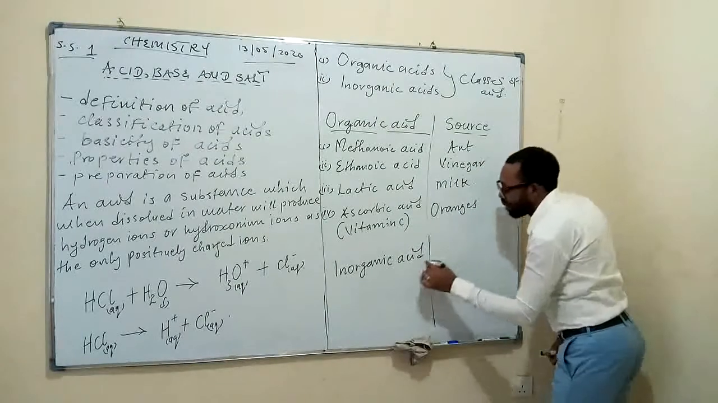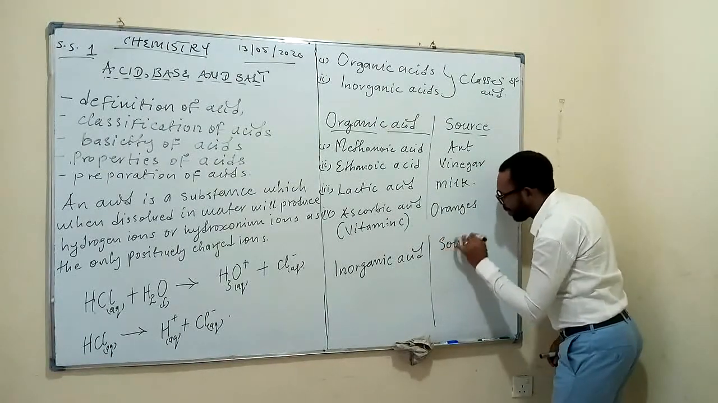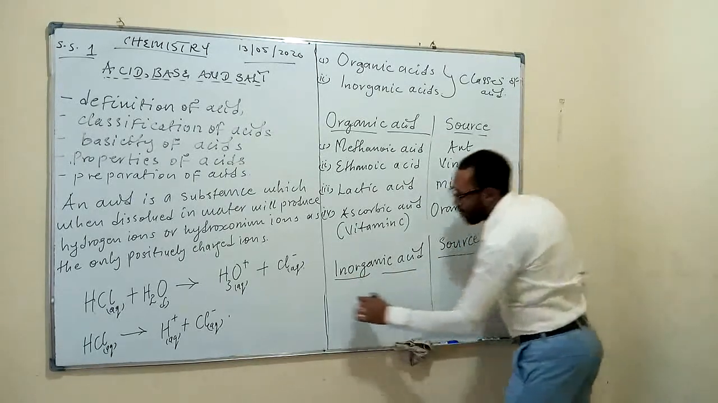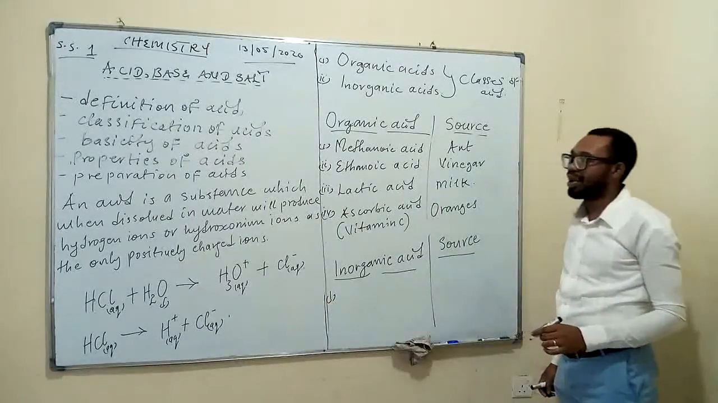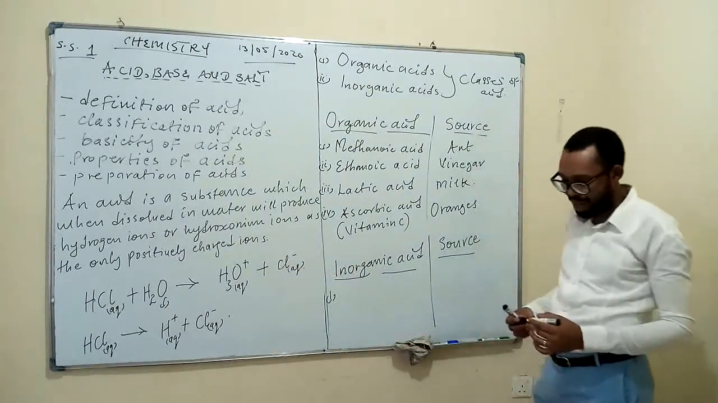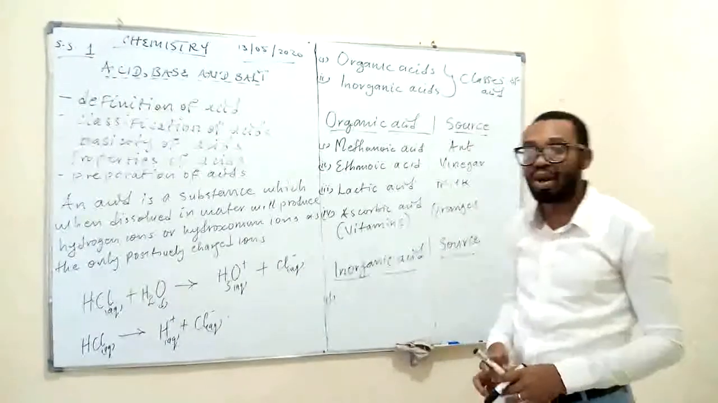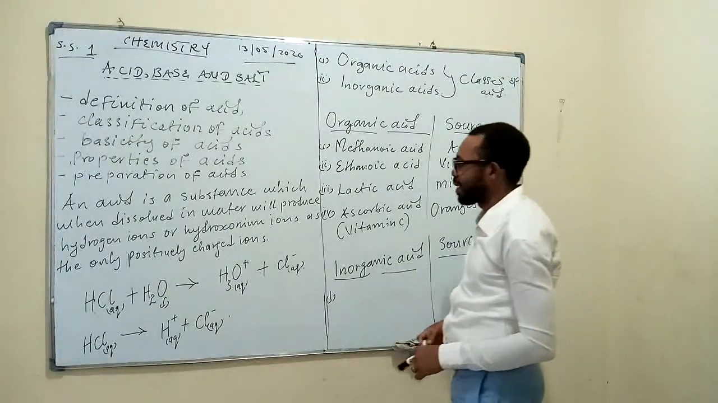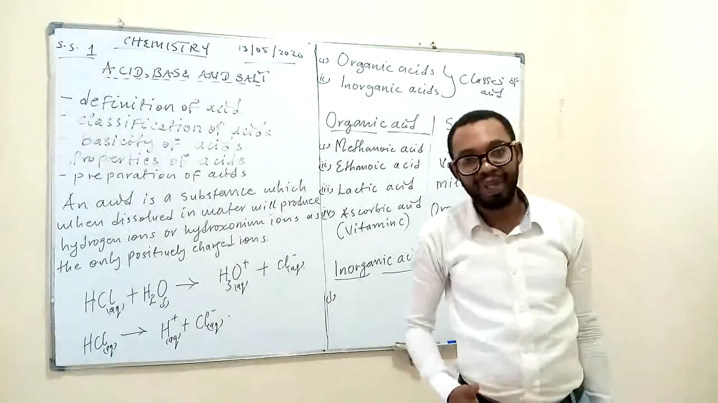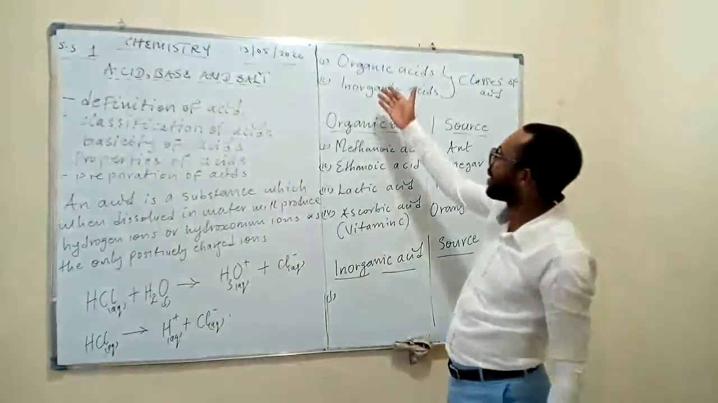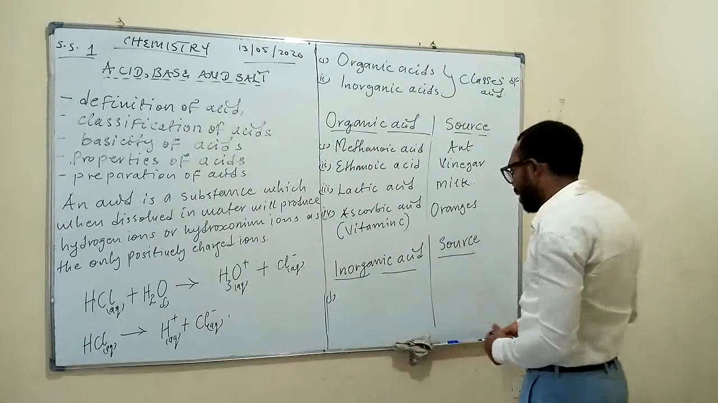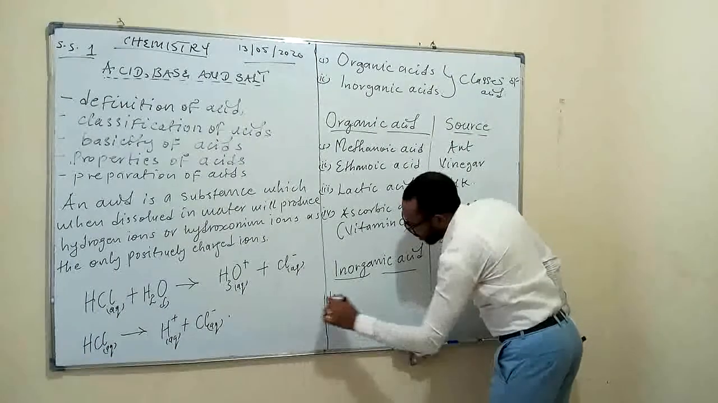And their source, or sources, beg your pardon. Now, examples of inorganic acid, just like the one you have there, hydrochloric acid. Hydrochloric acid is inorganic. Inorganic acids are gotten from mineral deposits and they are prepared in the laboratory. They don't occur naturally, whereas organic acids occur naturally from plants and animals. Inorganic acid, one, we have hydrochloric acid.